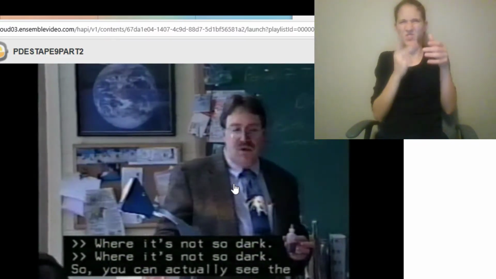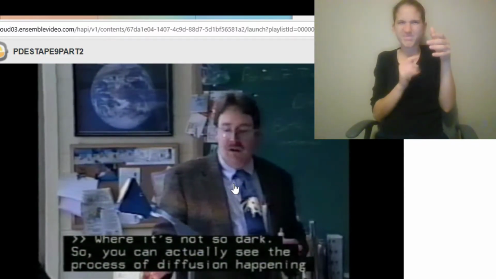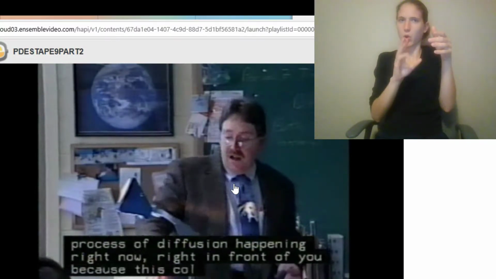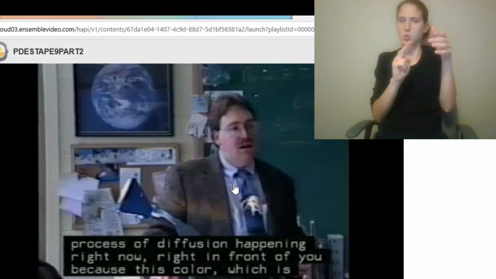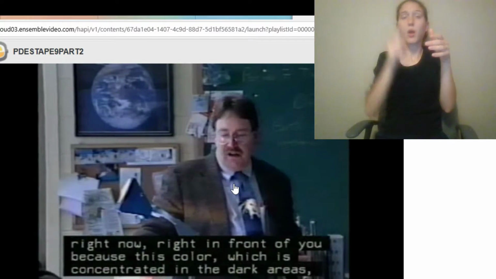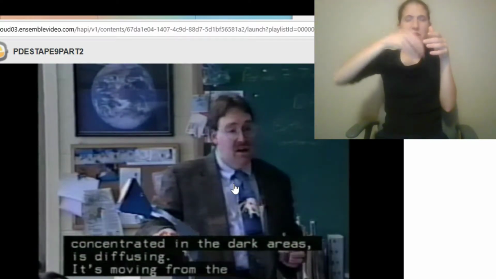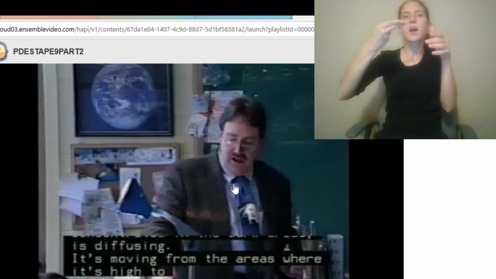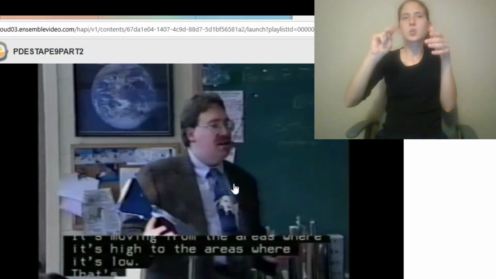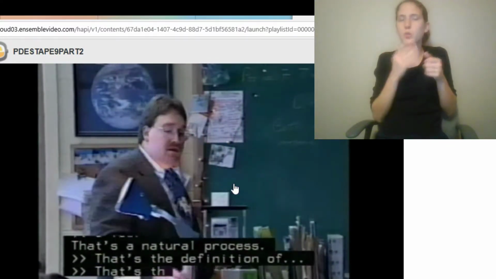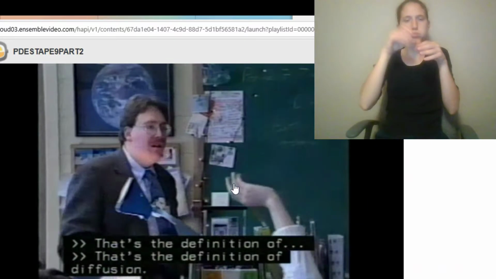So you can actually see the process of diffusion happening right now, right in front of you, because this color, which is concentrated in the dark areas, is diffusing. It's moving from the areas where it's high to the areas where it's low. It's a natural process. That's the definition of diffusion.